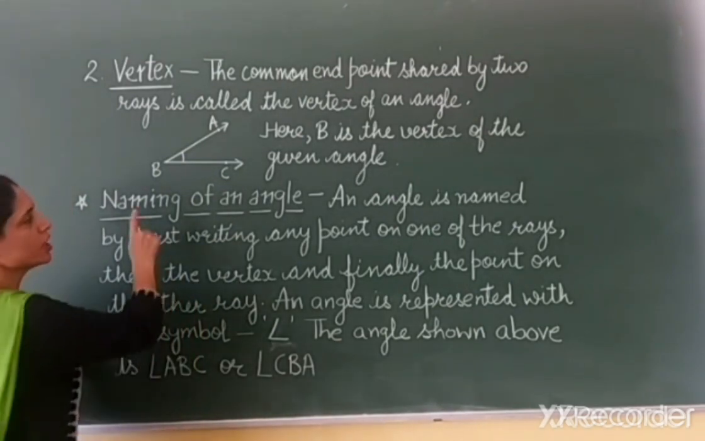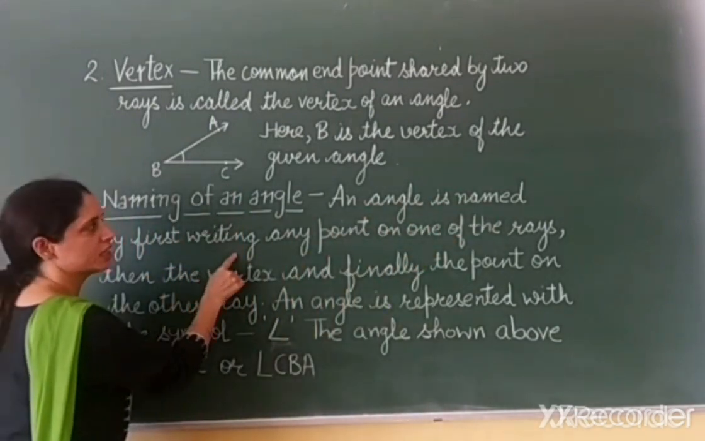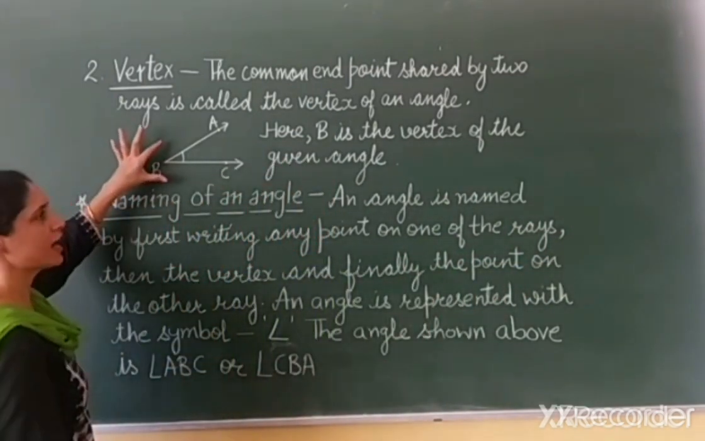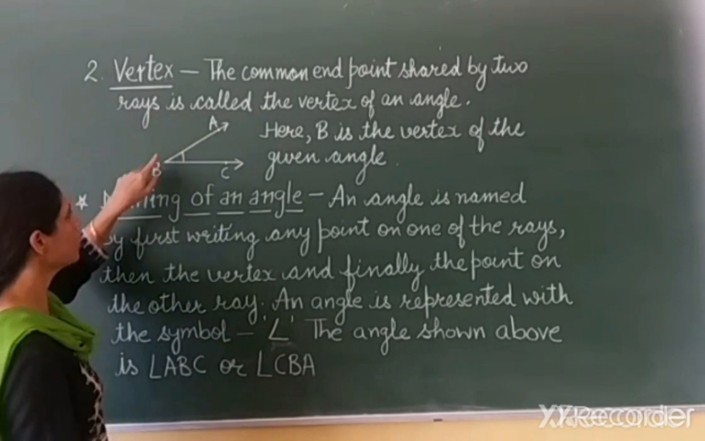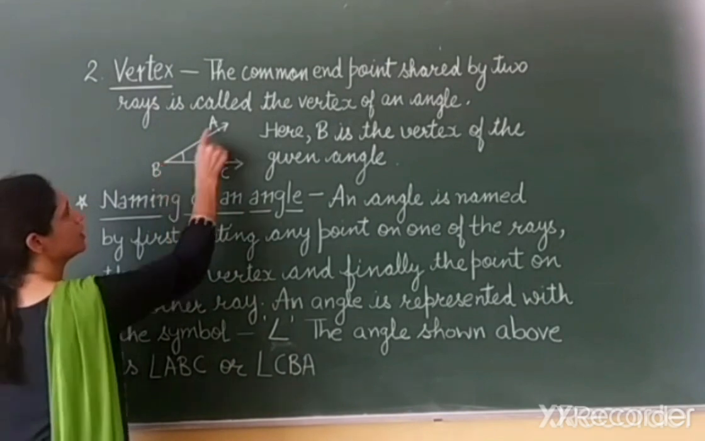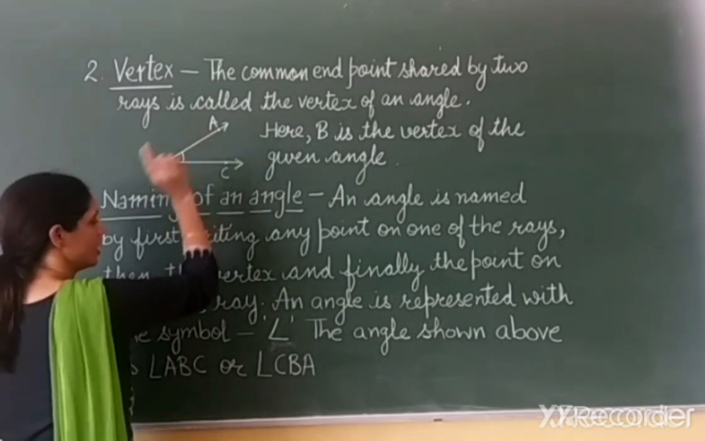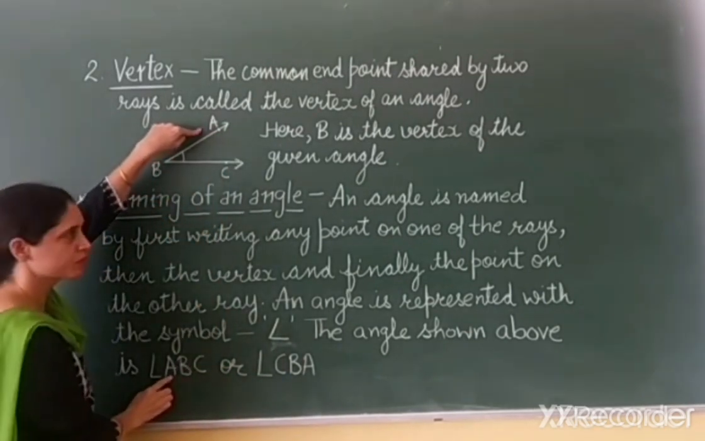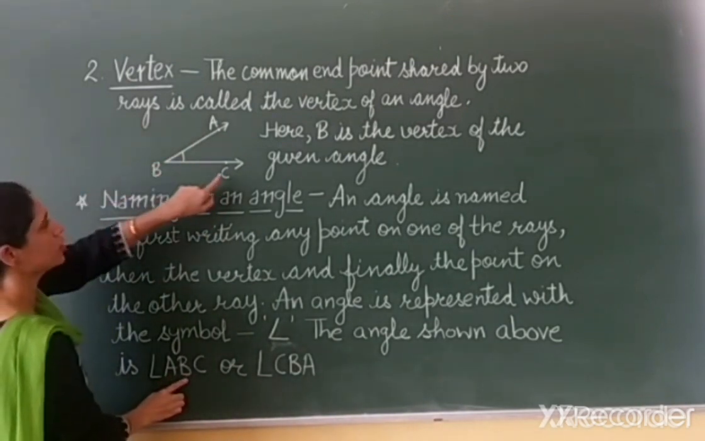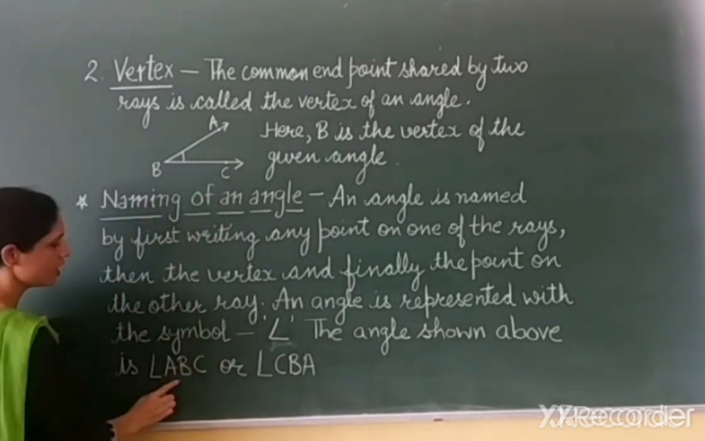Next we will learn about naming of an angle. An angle is named by first writing any point on one of the rays. We can take either ray BA or ray BC. First, I am taking ray BA. So first we will write down the point on the ray BA. First I will write down point A. After this, writing the vertex, and finally the point on the other ray. So the name of this angle is angle ABC.